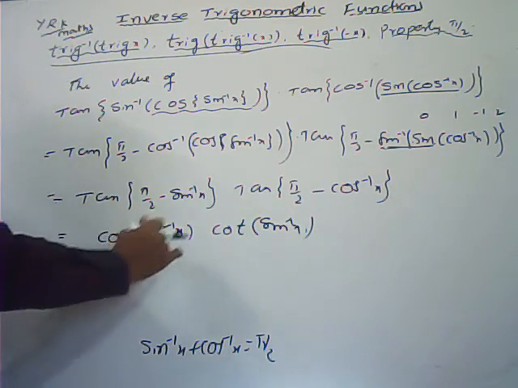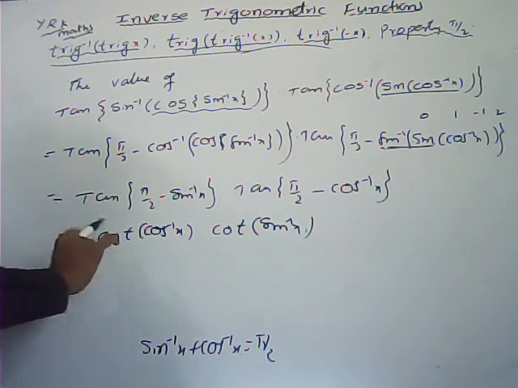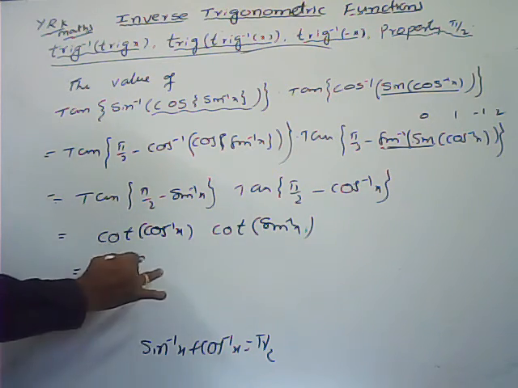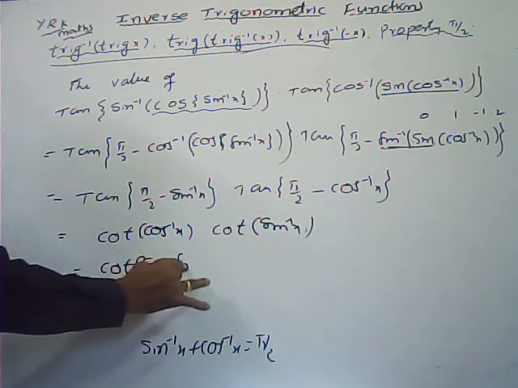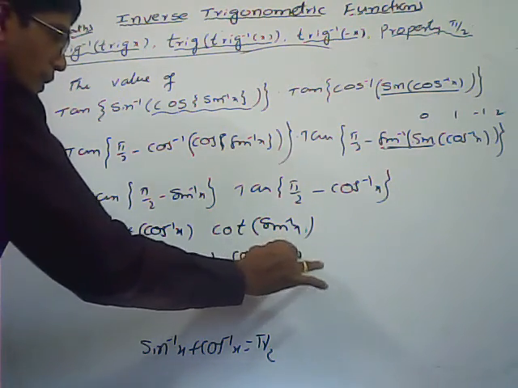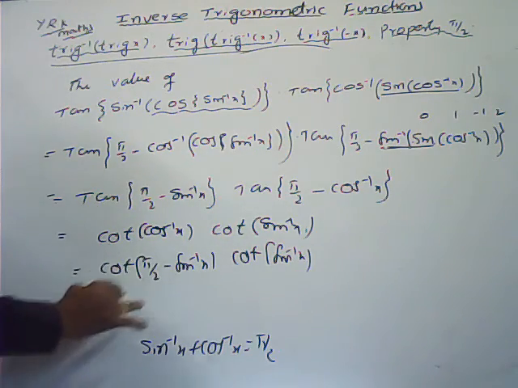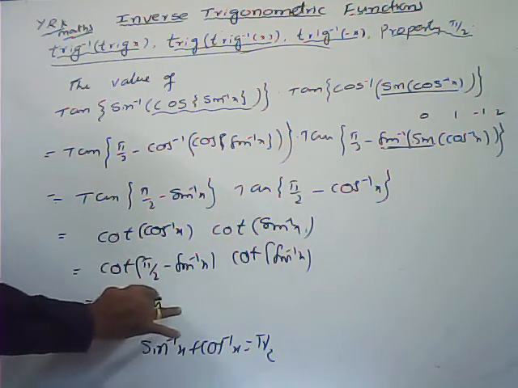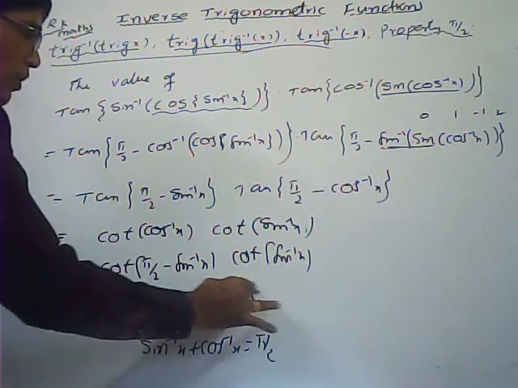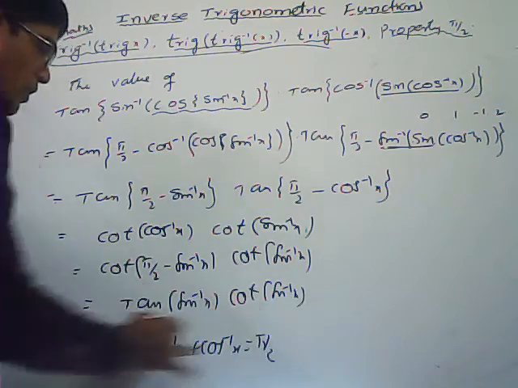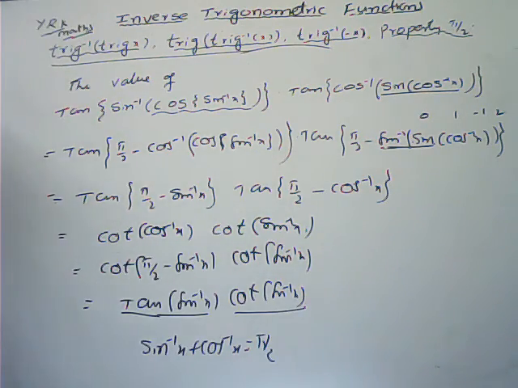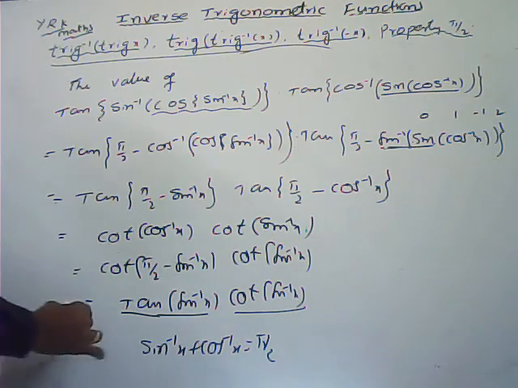Either this one or that one we can change. In the place of cos inverse x we write pi by 2 minus sin inverse x, into cot of sin inverse x. Cot of 90 minus theta is tan theta only, so tan of sin inverse x into cot of sin inverse x. Tan theta into cot theta, both are reciprocals of each other, their product is equal to 1.